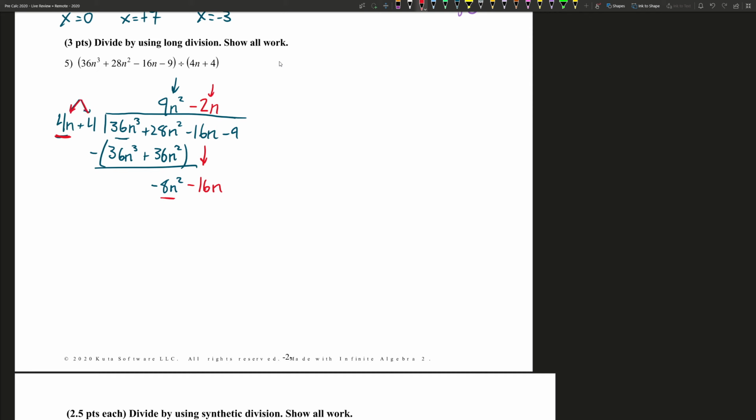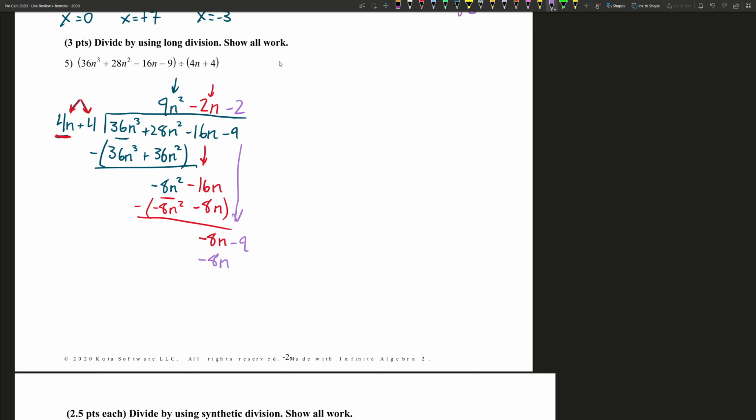And then we multiply that by both of these. So -2n times 4n, that's -8n squared. -2n times +4 is -8n. Subtract, and we are left with -8n, right? -16n minus a -8n, so that makes it positive. So we have -8n. Then we bring down this value for the last time. And again, do the same thing, right? So 4n goes into -8n, -2 times.